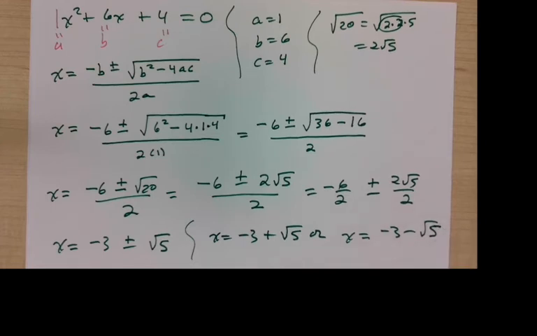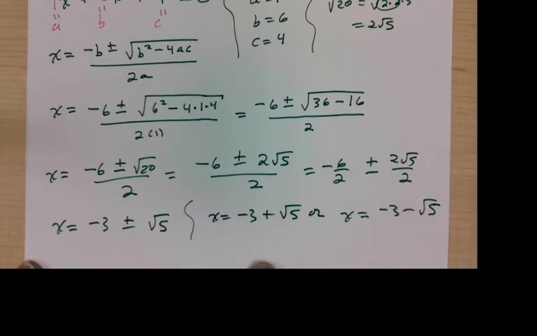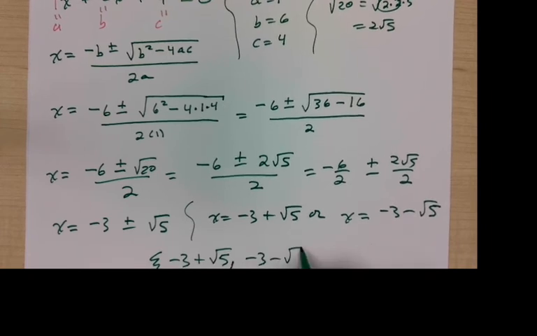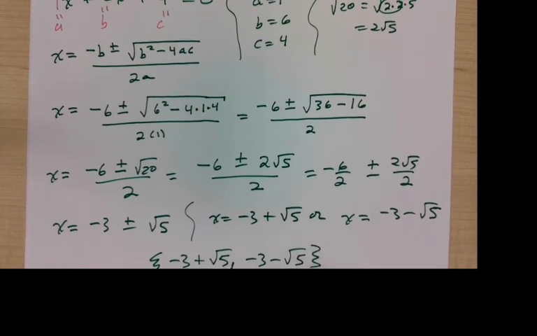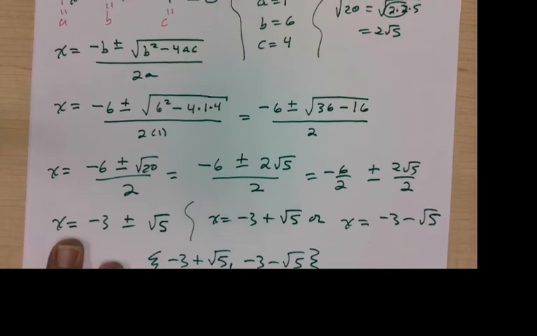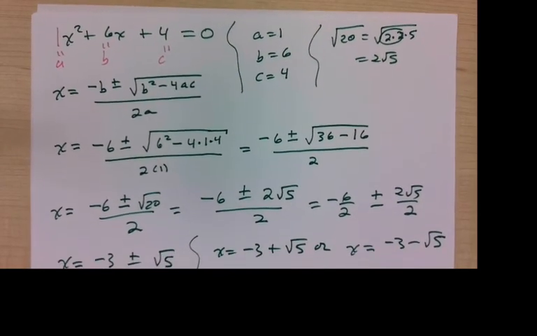And let's go ahead and write those in curly braces. Those are our two solutions. Negative 3 plus root 5, negative 3 minus root 5. So you'll notice the answer is irrational. So that original equation could not have been solved by factoring. It doesn't factor. So if you're given a question that doesn't factor, the quadratic formula is a strategy you could use. You also could have solved this with completing the square.